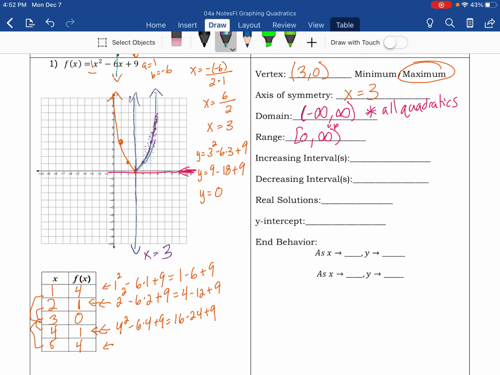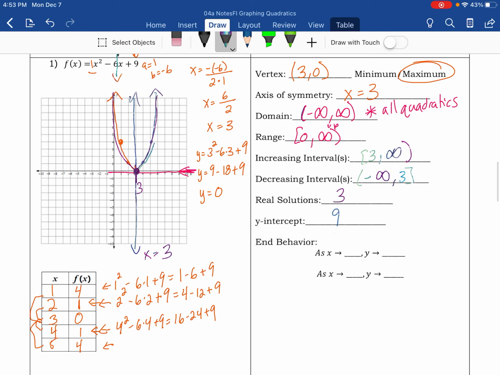My increasing intervals, I'm going to go back with the sparkly pen. It's increasing from here to here. Remember that you used x values. So it's increasing from 3 to infinity. My decreasing is going to be on the opposite end. It's going to be from negative infinity to 3. So it's decreasing from negative infinity to 3. My real solutions, it's actually going to be my x-intercepts. So it crosses at 3. So I'm just going to write 3.